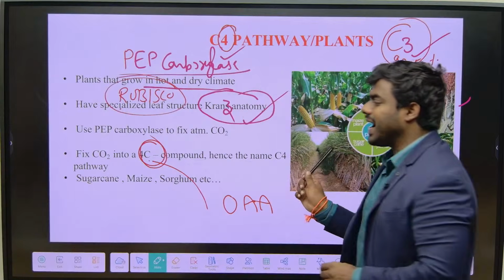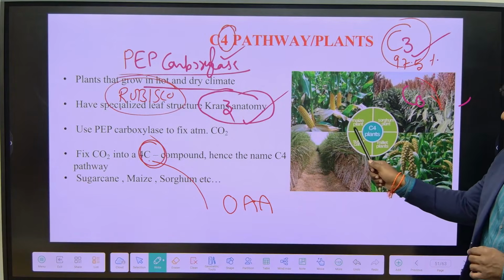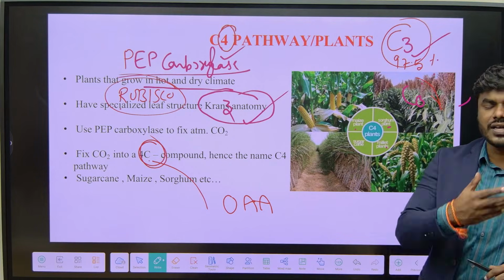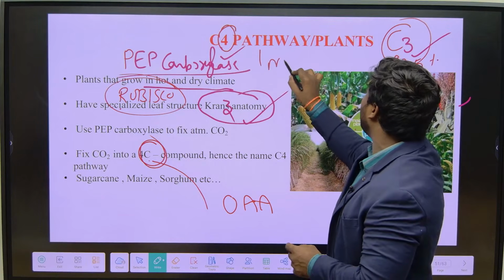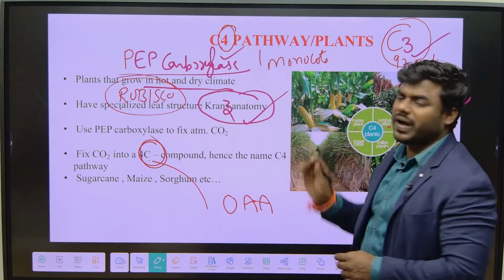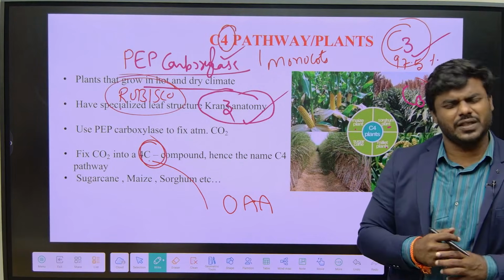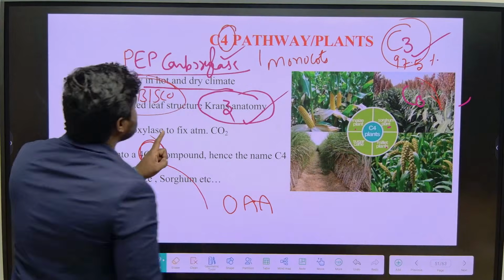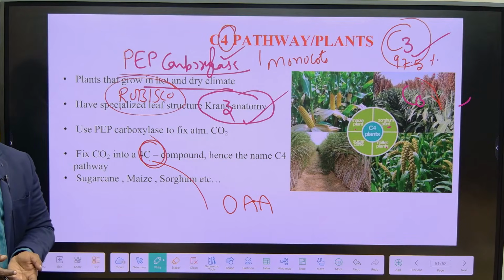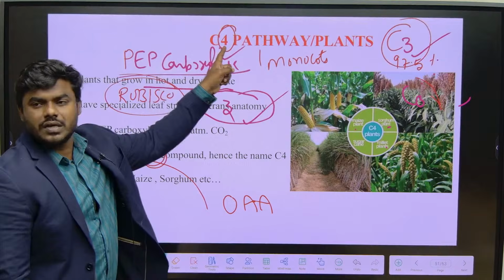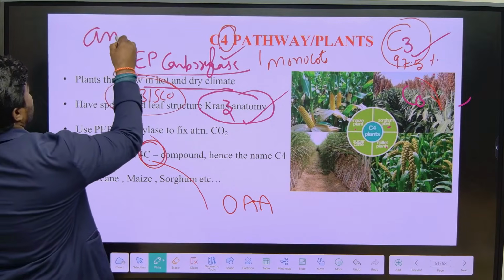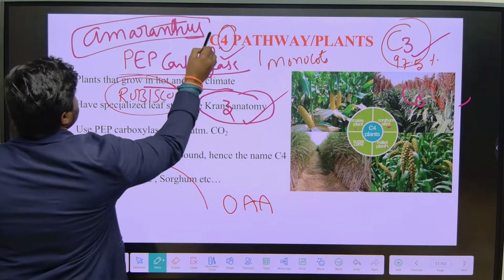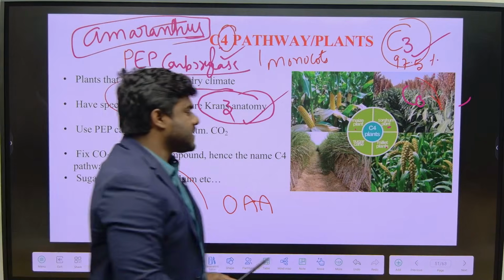These 4 are the standard examples of C4 plants: maize, sorghum, millet and sugarcane. There was a question asked in the exam, as I told you just now, all the monocots generally follow the C4 pathway. Dicots never follow the C4 pathway. In simple words, angiosperms only follow the C4 pathway. There is one dicot plant which is an exceptional plant. Even though it is a dicot, it follows the C4 pathway. The name of the plant is Amaranthus. Even though it belongs to the dicot category, it can follow the C4 pathway.